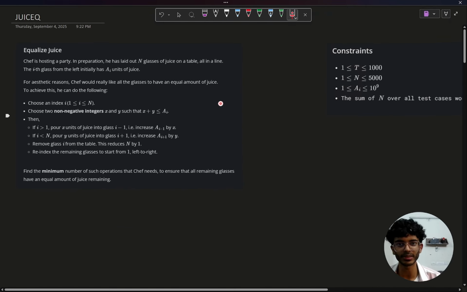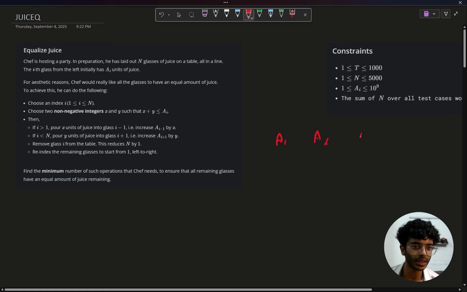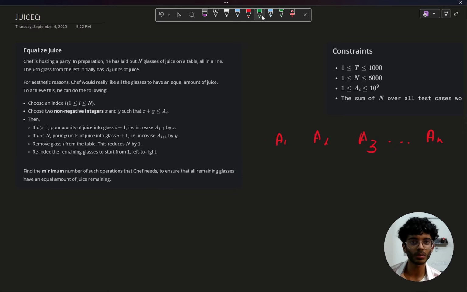Let's say we have some N glasses, so A1, A2, A3, up to A_N represent the amount of juice each glass has. In one operation, he can choose any of these glasses, let's say this glass, and split the amount of juice it has between its neighboring ones. Let's say it had seven. We could give 1 unit of juice to this one and 6 units to this one, or 3 units to this one and 2 units to this glass. This glass itself is removed from the array, and the total number of glasses reduces by 1. So this is what we are allowed to do.